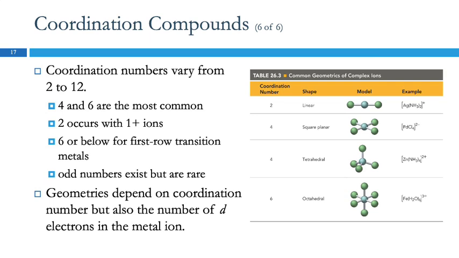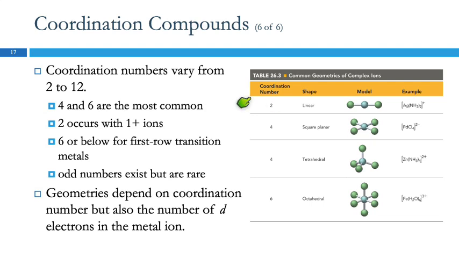Coordination number is how many attachments there are to that transition metal. So we can have coordination numbers from 2 up to 12. 4 and 6 are the most common. We'll see a coordination number of 2 with +1 ions. For all the first row transition metals, it's going to be 6 or less. Odd numbers are possible, but they're rare. The geometry of that structure is going to depend on the coordination number, but it also depends on the number of d electrons in the metal ion.